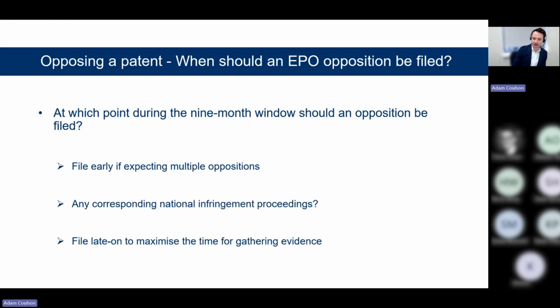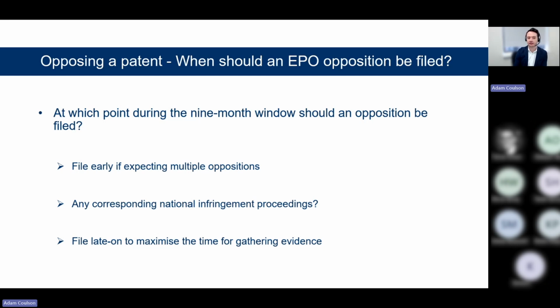So, opposing a patent. When should an EPO opposition be filed? As previously mentioned, there's a 9-month window from the date of grant of the European patent in which an opposition may be filed. Consideration must be given as to whether the opposition is to be filed at the start of the 9-month period or later on, even on the final day of the period for filing the opposition. Now, this often depends on your opposition strategy and any relevant commercial objectives.